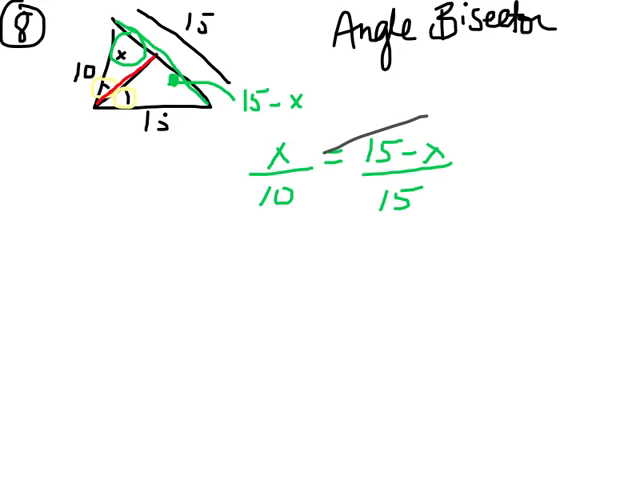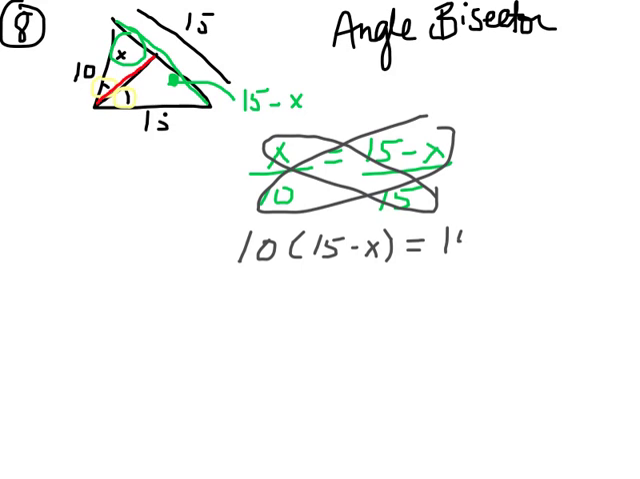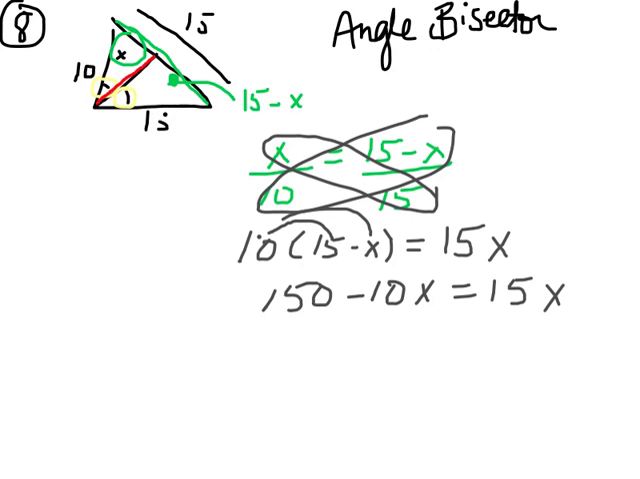All right, so let's cross multiply. I have 10 times 15 minus x. I'm going to put it in parentheses just so I don't forget that I got to distribute. And on the other side, I have 15x. So now I got to distribute on the left-hand side. 10 times 15 is 150, and 10 times negative x is negative 10x, or minus 10x. That's equal to 15x.